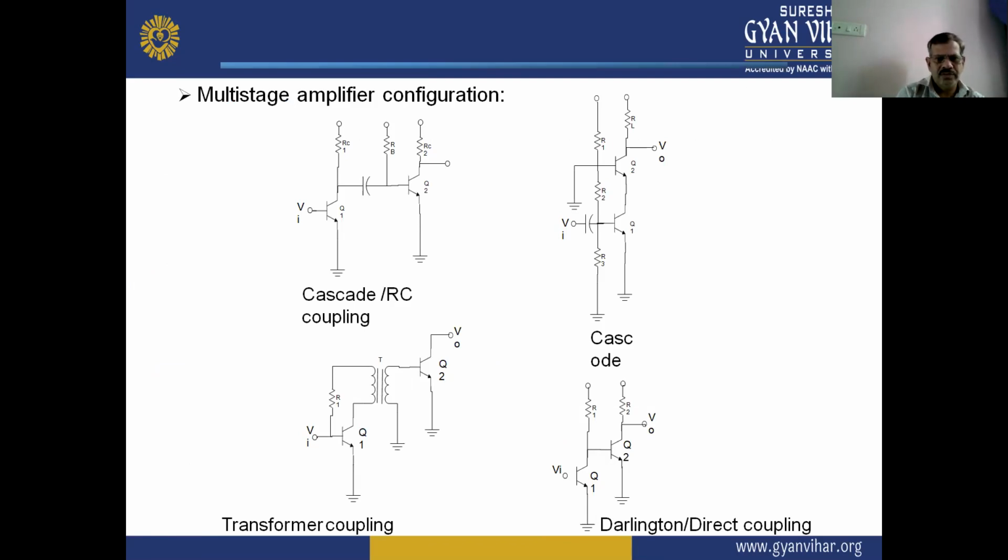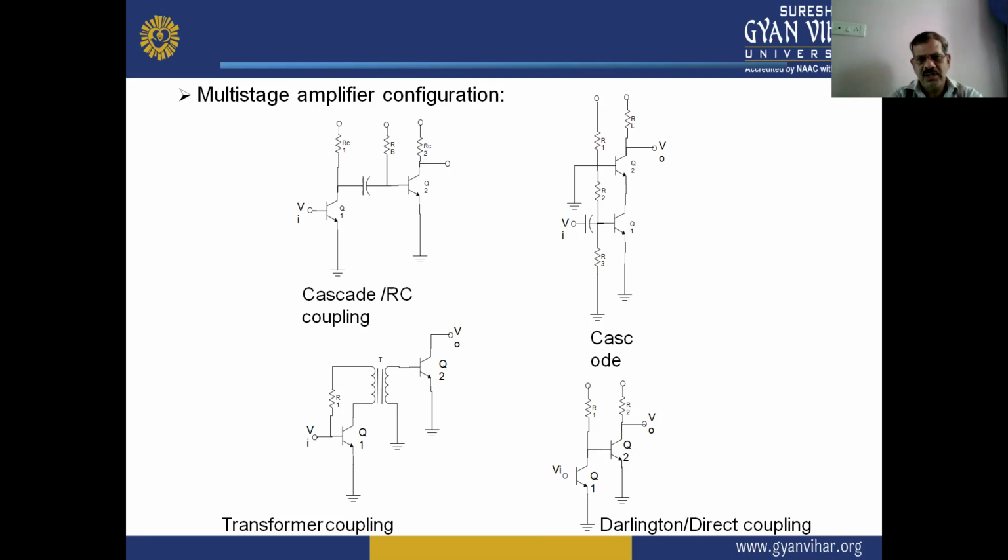So the first circuit diagram in this figure shows the cascade RC coupling, because here we use the coupling R and C network. The next one is the transformer coupling. We also couple one amplifier to a second amplifier by transformer coupling. And the third one is the Darlington or direct coupling method, in which one stage is directly connected to the second stage.